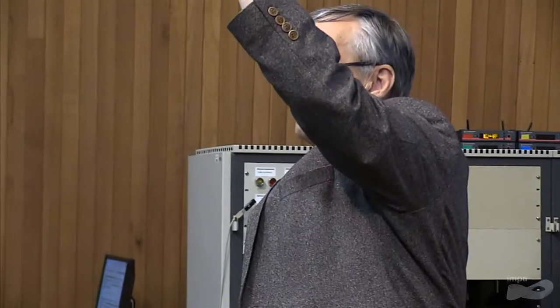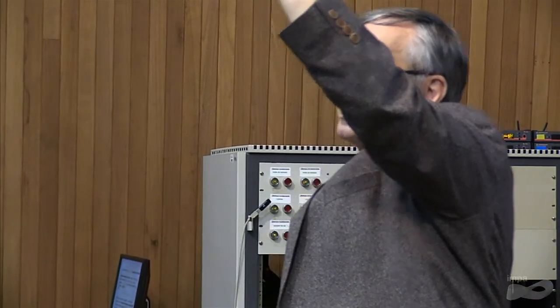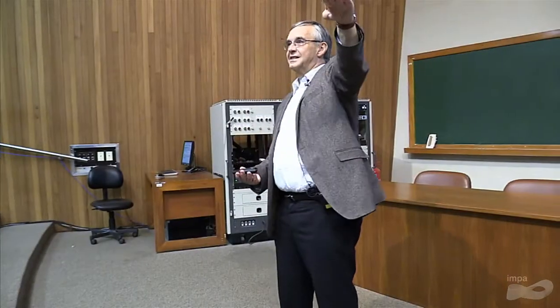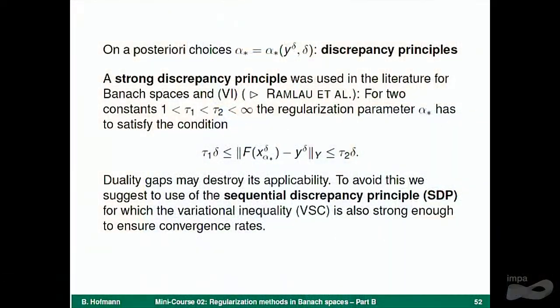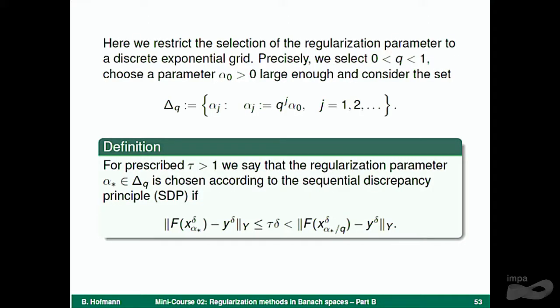And it may happen that at some points there's a jump, a duality gap jump, and so just this tau delta can be in this jump. And so you have no chance to get it. Therefore, I do not like this so much, and we always use the so-called sequential discrepancy principle, SDP here.